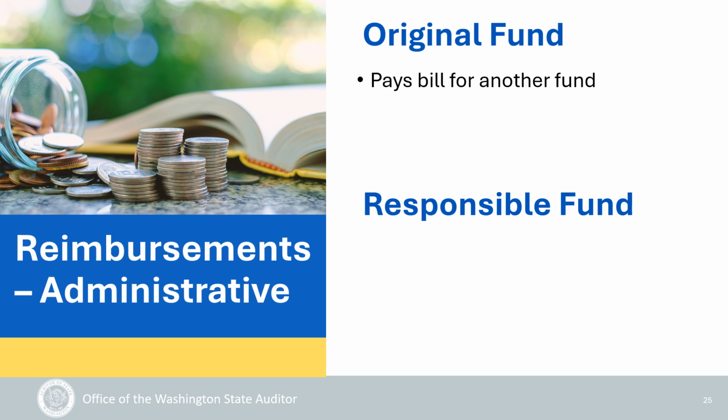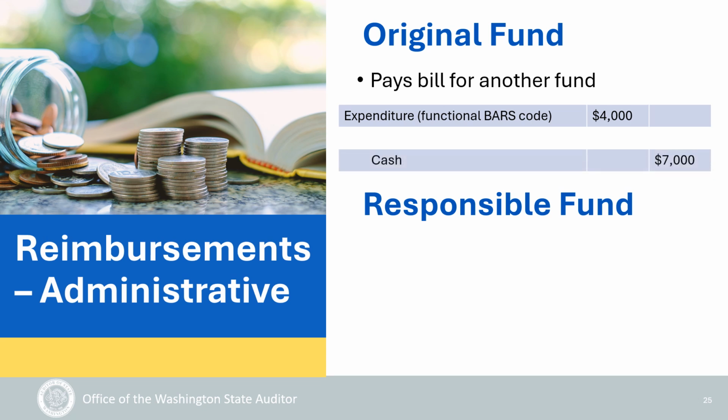Now let's say the government received the phone bill and they knew part of it belonged to the sewer fund at the start. They just paid the whole thing from the general fund for administrative ease. They would know that the full $7,000 phone bill expenditure shouldn't go in the general fund. So what do they do in this case? Only $4,000 is recorded as an expenditure in the general fund because that's the general fund's portion. Total cash paid out is still $7,000, so we credit cash for $7,000.